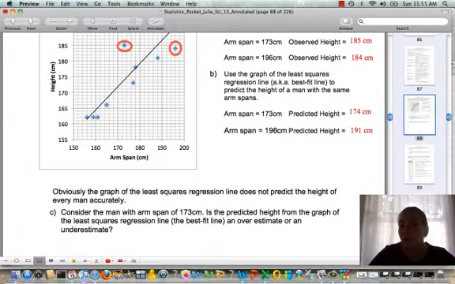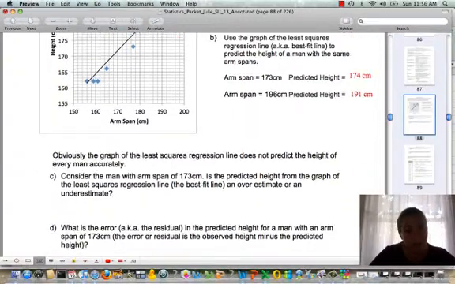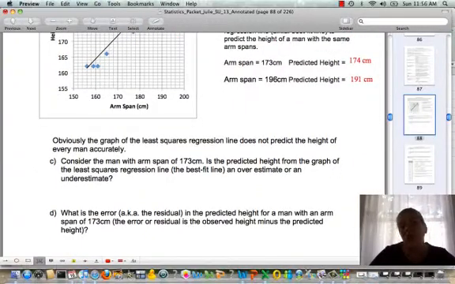So obviously, the graph of the least squares regression line does not predict the height of every man accurately. Remember, it's just the regression line of best fit. It's not a perfect prediction. Anytime we're working with real data, the best we can hope for is the best fit, not a perfect fit.